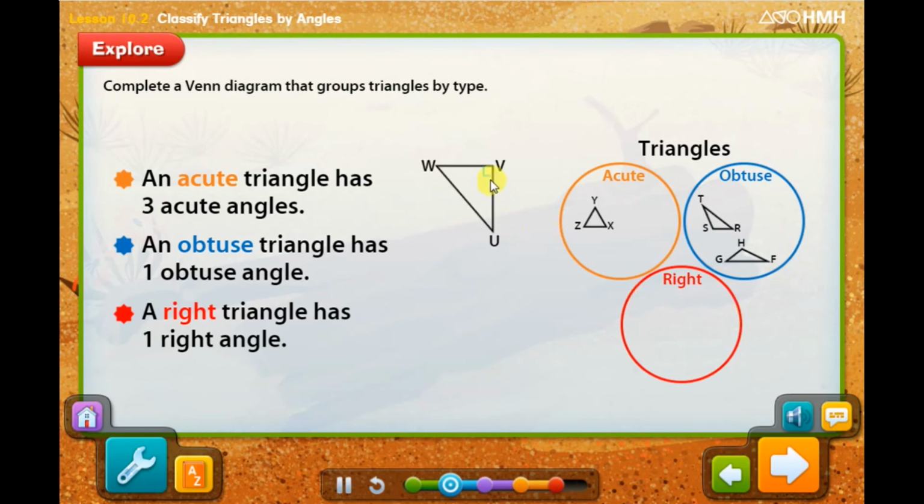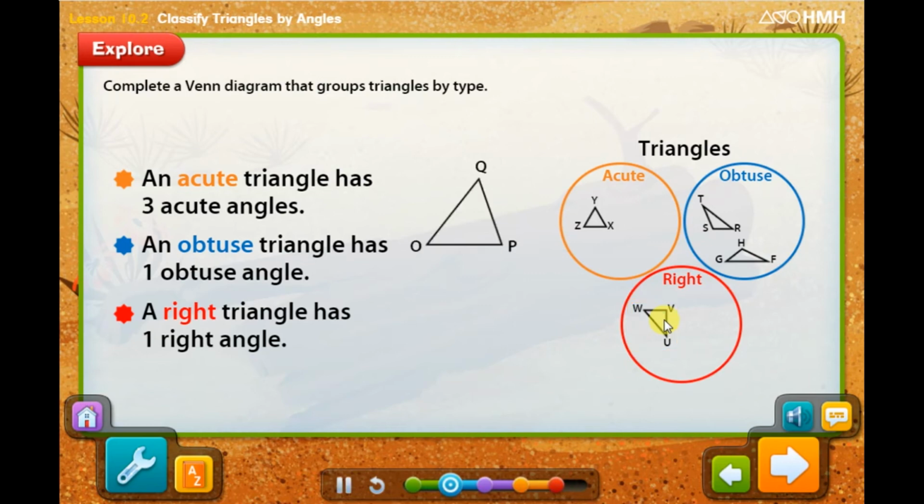Triangle WUV. Can you see that it doesn't look like the last two triangles? Here is a square, so this is a right angle. Let's see what makes it different. You can see the square. Angle V is a right angle because it looks like the corner of a square. Triangle WUV has a right angle. What kind of triangle is triangle WUV? It's a right triangle, and it belongs in the red section of the Venn diagram.